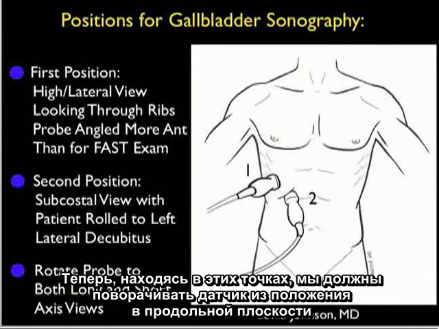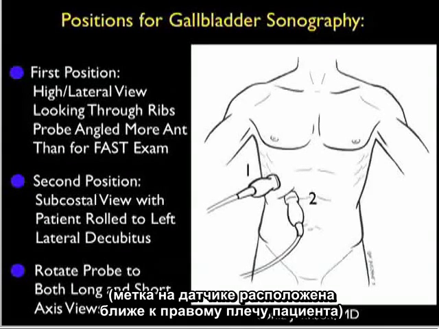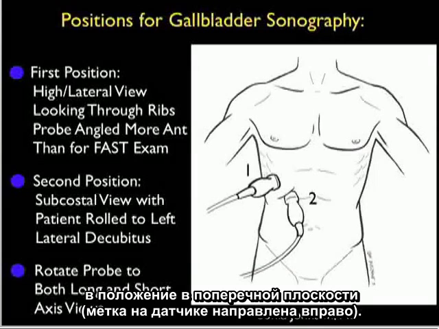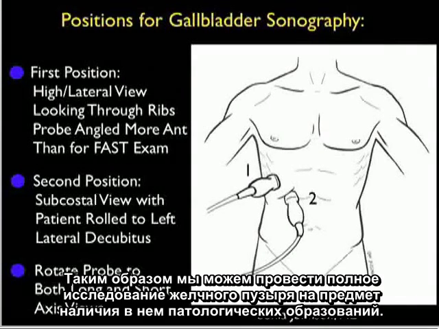Now, from both of these positions, we should rotate the probe from long axis, with the probe marker towards the patient's right shoulder, to the short axis configuration, with the probe marker towards the right side, to completely inspect through the gallbladder for any pathology.